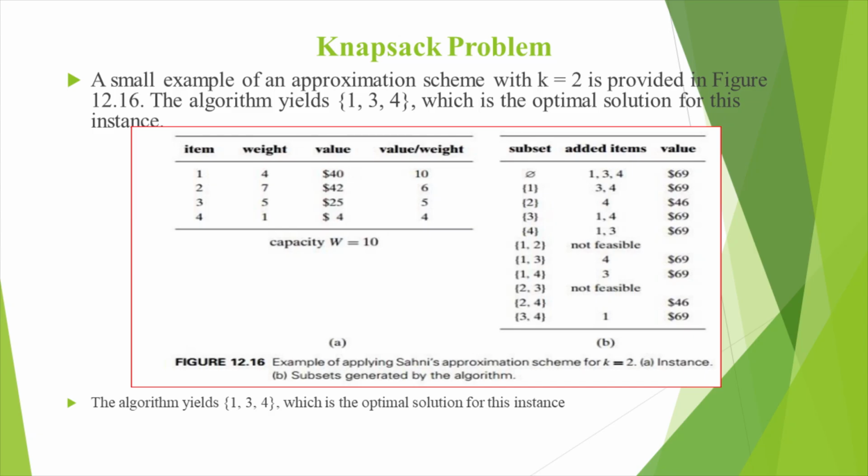So for example, the empty set results in addition of items 1, 3 and item 4, producing a total value of 69. Similarly, the subset 1 leads to the same total when items 3 and 4 are added. Some subsets like 1, 2 are labeled not feasible due to their combined weight exceeding the capacity. The boxed entries represent the total value achieved by these different combinations. Similarly, the best combination found has a total value of 69. So the algorithm gives 1, 3, 4, which is the optimal solution for this example.